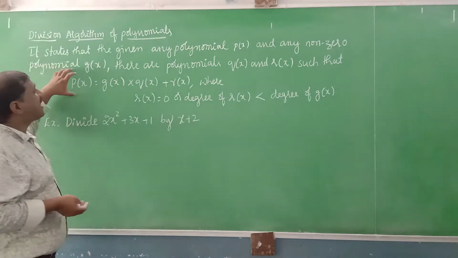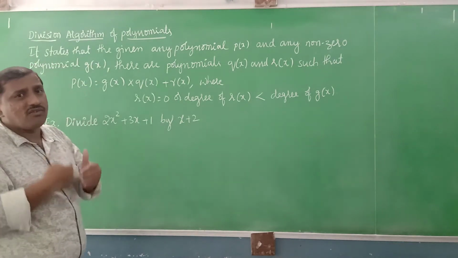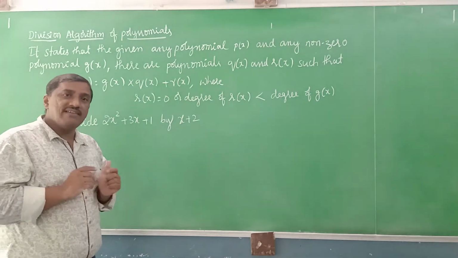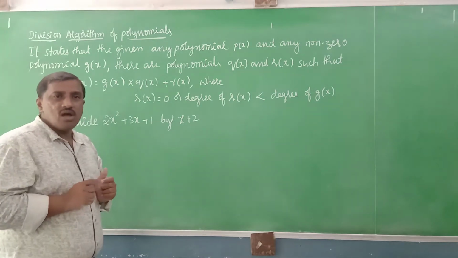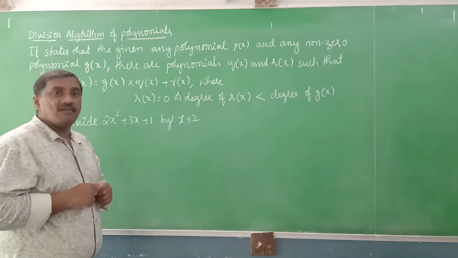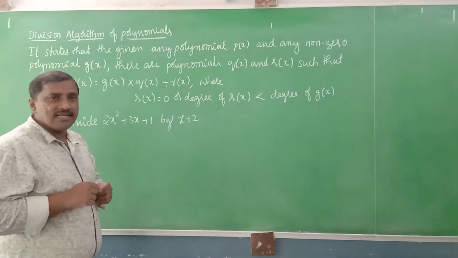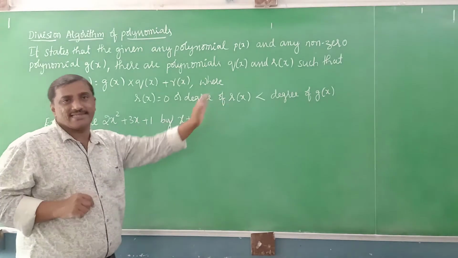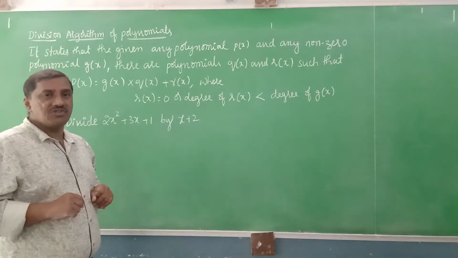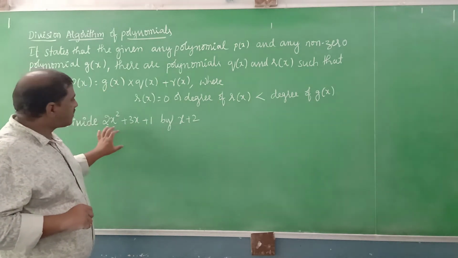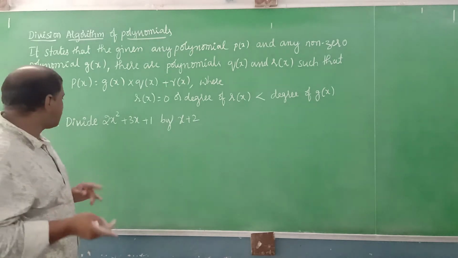In our own words, the dividend polynomial is equal to the divisor polynomial times the quotient polynomial plus the remainder polynomial, where the remainder polynomial is 0 or the degree of the remainder polynomial r of x is less than the degree of g of x. We will discuss whether it is satisfied or not for polynomials with an example.